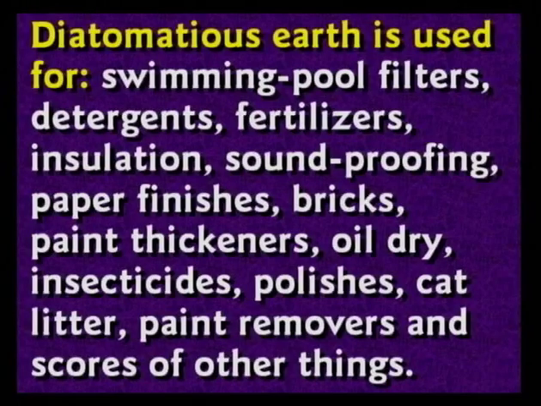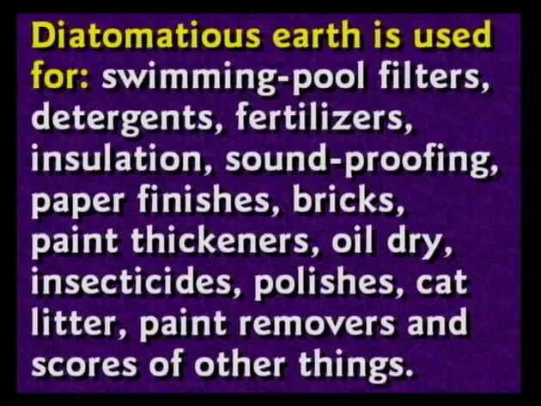And diatomaceous earth is used for swimming pool filters. It's used for detergents to clean your clothes, for fertilizers, insulation, soundproofing, paper finishes. They will mix diatomaceous earth in with the slurry of wood chips and it makes the paper have a slicker surface. When they make paper, diatomaceous earth is in there. Soundproofing, oil dry, paint thickeners, polishes, cat litter, you know, the white crystals you put out for the kitty, that's diatomaceous earth. Paint removers and scores of other things.